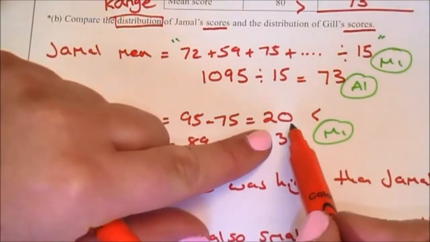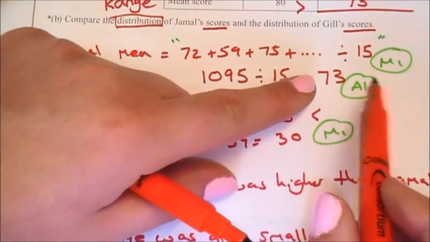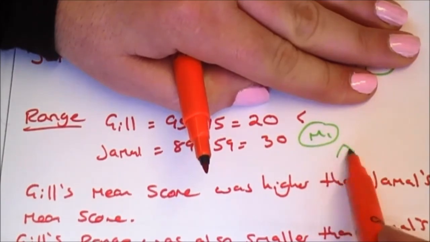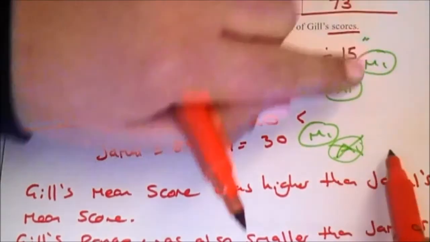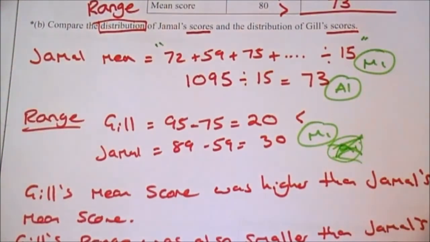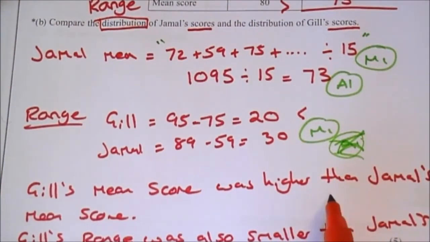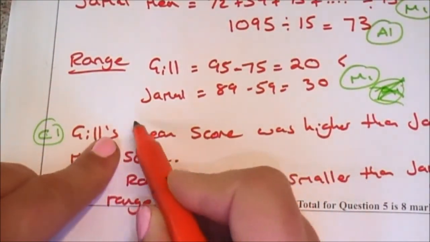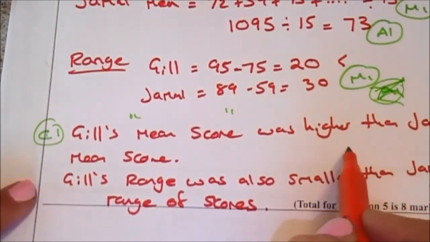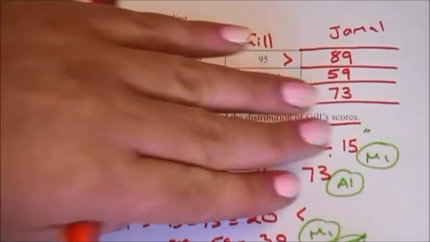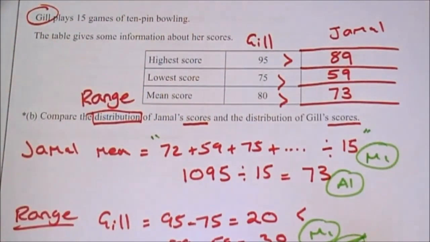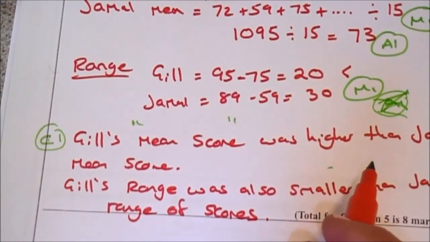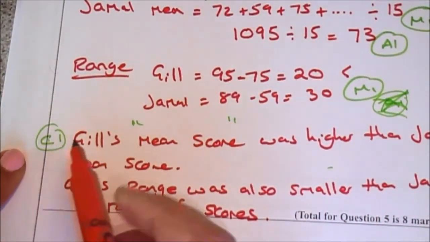You do not get an answer mark for getting the range correct unless you got the mean wrong. If you didn't find the mean, then you can get an M1 and an A1 for getting the range right. But I got the mean right, so I don't get an extra answer mark. I would then get a communication mark for commenting on the mean score and saying that Jill's was higher. And these are follow-through marks, so even if my calculations are wrong and I came up with the fact that Jamal's numbers were higher than Jill's, and I've said Jamal is higher than Jill's, and I've shown my numbers, I'd still get the communication mark.